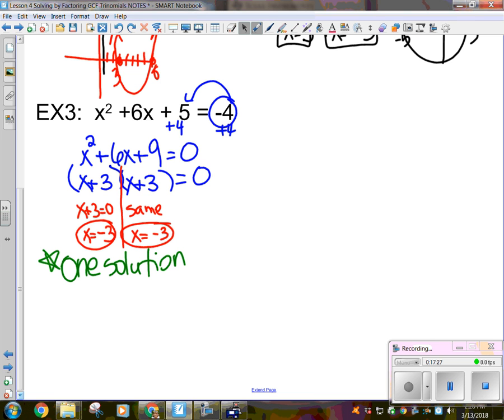What does that look like on a graph? I'm going to come over here, negative 1, negative 2, negative 3. Okay. It comes down, touches at negative 3, and turns right back up. It only touches one time because it only has one x-intercept. Does that make sense? Sketch that for yourself so you know what that means when you see it. That's what I want you to, by the time you see this multiple times, that's what it means. One solution, two parentheses turn out to be just the same.